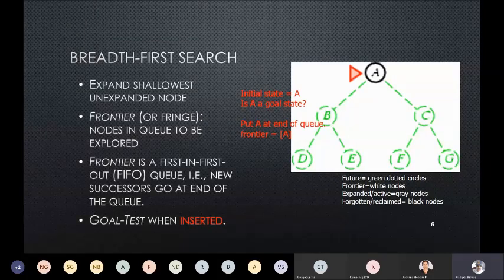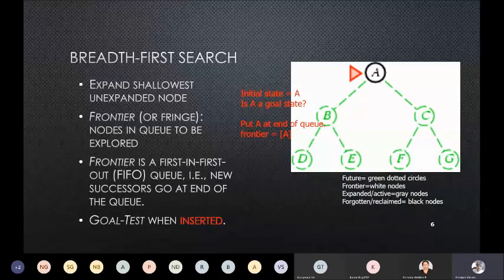From city B I can travel to D or E, and similarly from C I can go to F and G. So I think that is a better way you can remember it. And remember here we are uninformed, or we are doing blind search. So I have no idea whether B is good or C is, or whether D is good or E is. So I have to look at all of them.